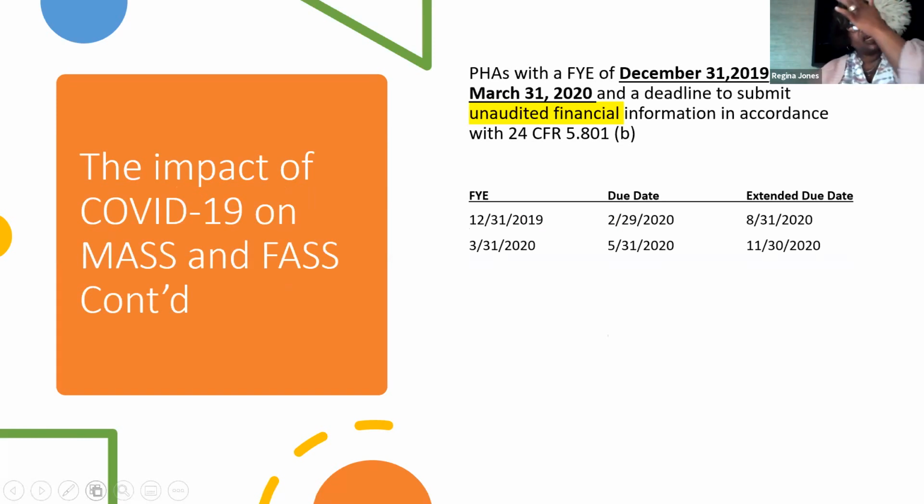For PHAs with a fiscal year end of December 31st, 2019 and March 31st, 2020, there's also a deadline to submit unaudited financial information. The deadlines have been extended as follows. If you're 12/31/2019, it's been extended to 8/31/2020. And if you're 3/31/2020, your deadline has been extended through 11/30/2020. And the 6/30s were just extended in one of these last notices that just came out too. So I'll post that in the chat.